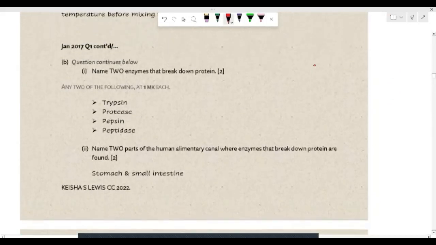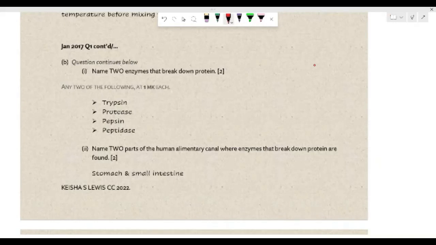So we have here questions asking, name 2 enzymes that break down protein. So any 2 of the following: trypsin, protease, pepsin, peptidase, right? You can name those and you'll be fine. Name 2 parts of the alimentary canal, aka digestive system, where enzymes break down protein, and that would be your stomach. That's where you find the pepsin, and the small intestine, where you find all the others, right?